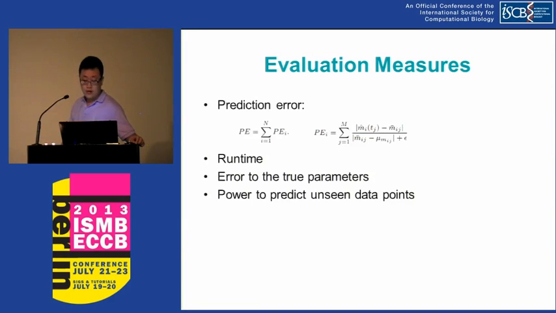And in order to evaluate our method, we used 4 measurements. The first one is the prediction error, which describes how well we can reproduce the curve of the observation data points. And the second one is running time. And the third one is how close we can get the parameters to the true parameters. And the fourth one is the power to predict the unseen data points, which means we want to use the parameters that we estimated to predict the future data points.